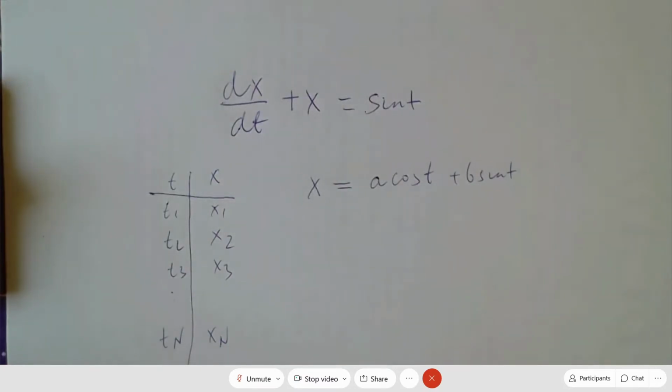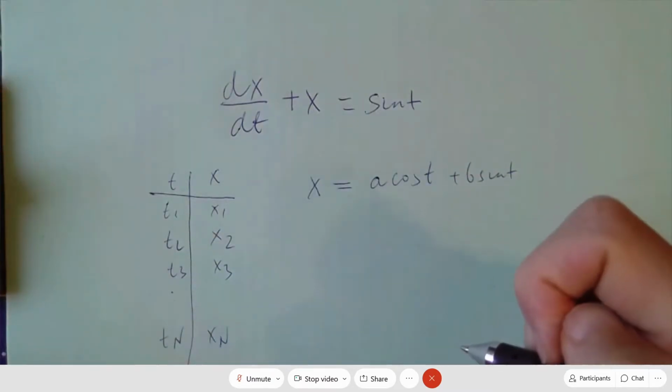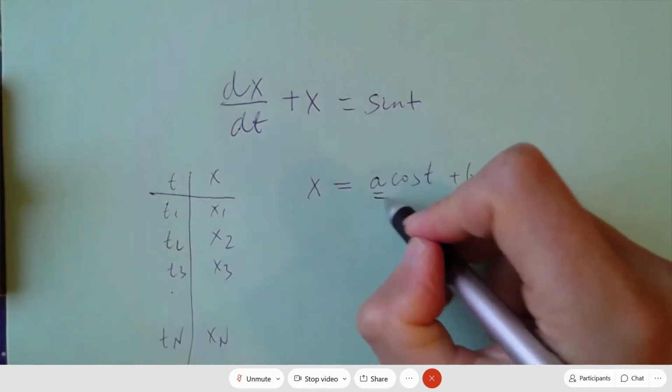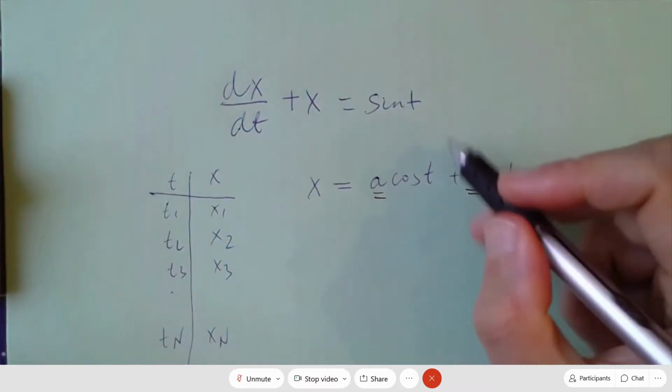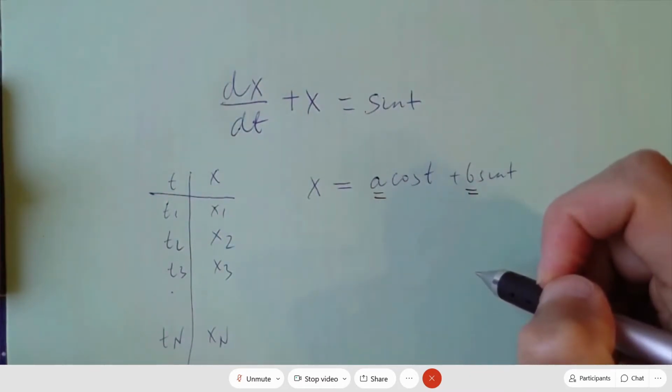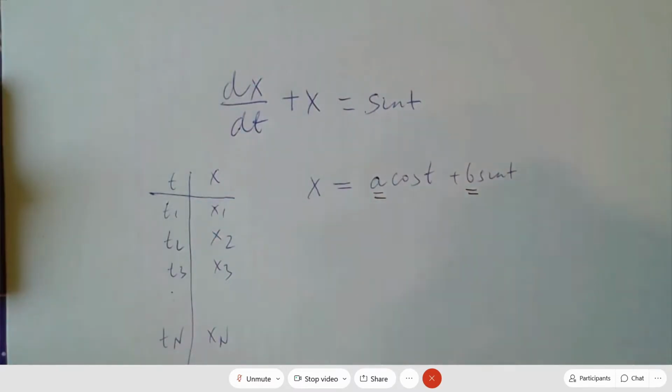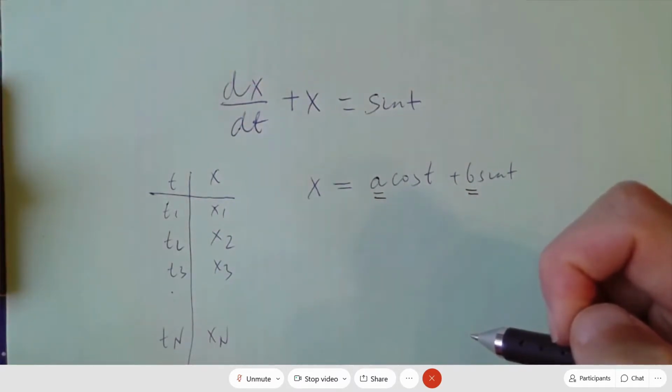Let me use a different pen. I think it's going to be a little bit brighter than this black pen. So what you want to do to find a and b is form a system of linear equations. And then, of course, you want to write it in what form? So that we can solve it in MATLAB.